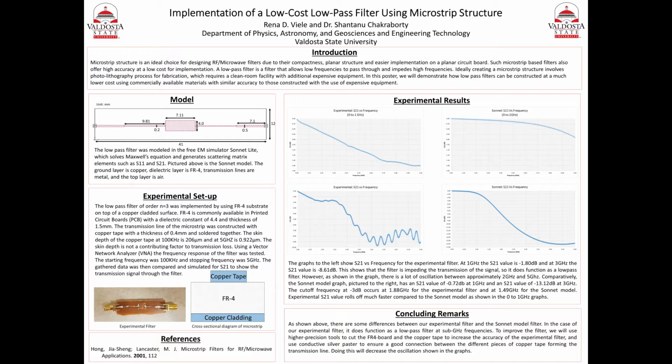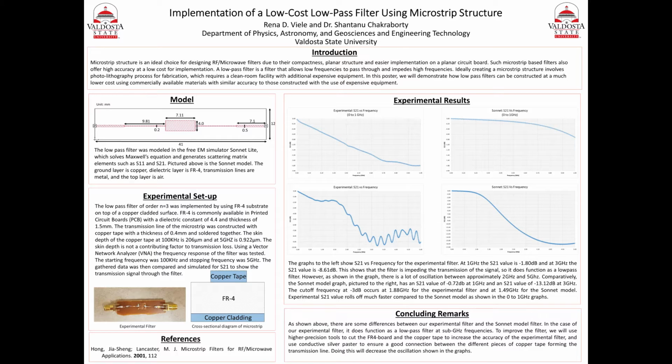I have tested the frequency response of the low-pass filter from 100 kHz to 5 GHz using a vector network analyzer, which can act as both signal generator and receiver. I have collected the S21 or transmission parameter data, which is a measure of the signal coming out from the filter or port 2 relative to the signal entering the filter from port 1.